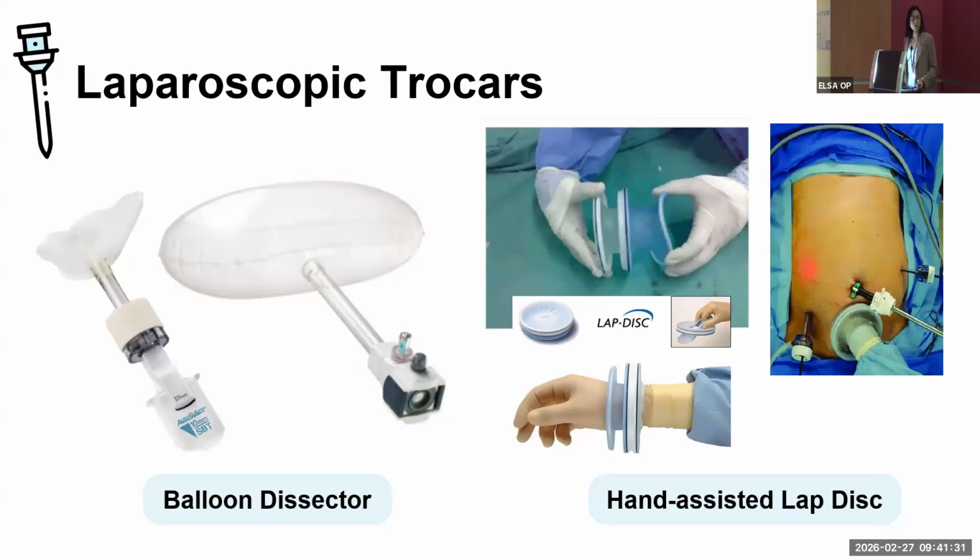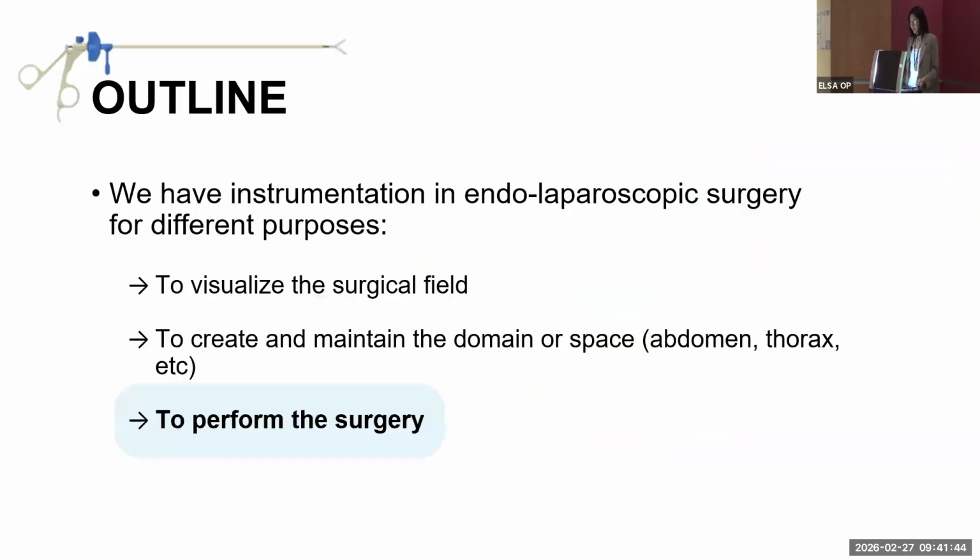And we also have what we call a hand-assisted lap disc. This is when you don't want to exteriorize anything, but you need your hands to dissect inside. So it's like a wound protector, but your hands can go in and do the dissection.